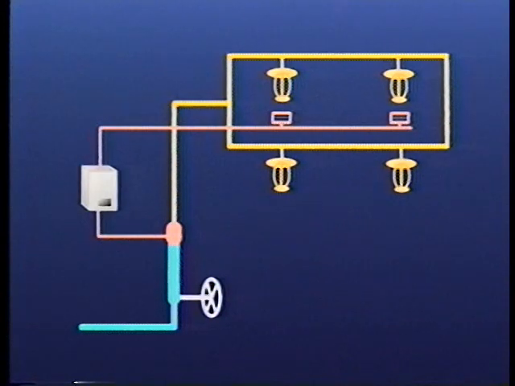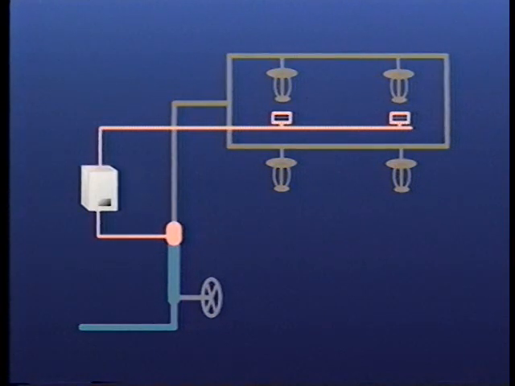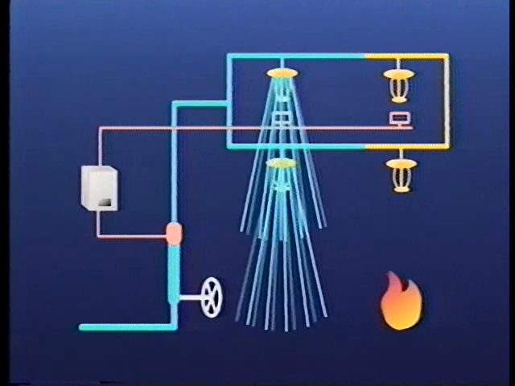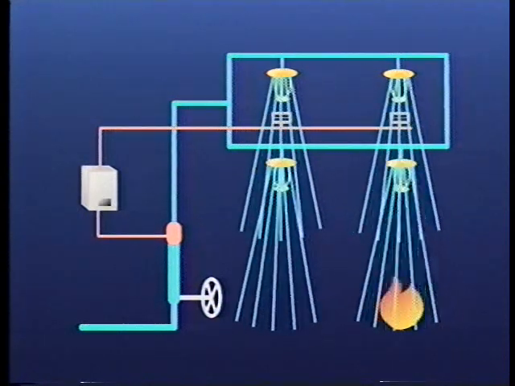A deluge system is similar to a pre-action system, except that the sprinklers are open. It employs the same valve as a pre-action system and has a supplementary detection system. When the valve opens, water flows into the piping and discharges from all the sprinklers. Deluge systems are used in applications where rapidly developing fires, such as those from flammable liquids, are expected.